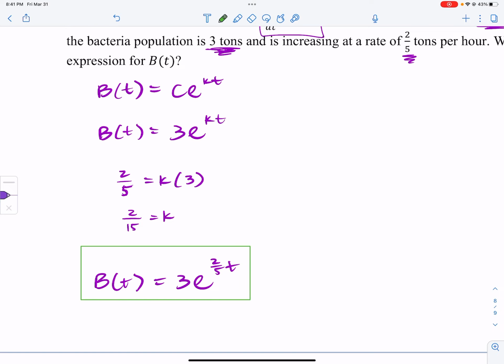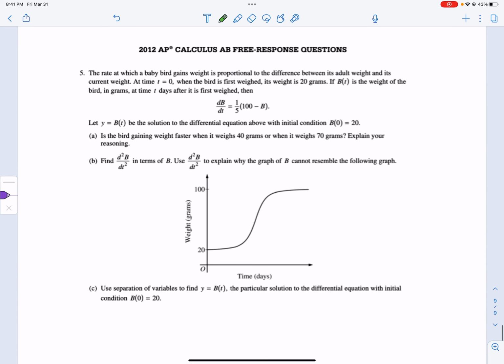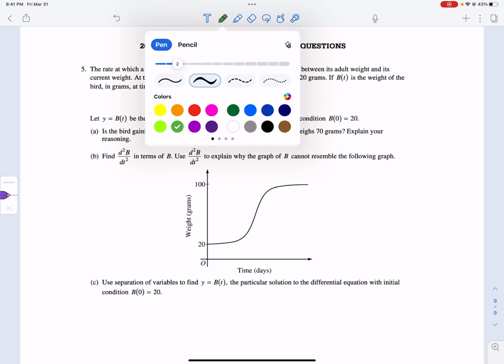There we go. Okay, 2012 AP exam free response question. Okay, the rate, let's see, what color do we want to use? Let's use burnt orange.